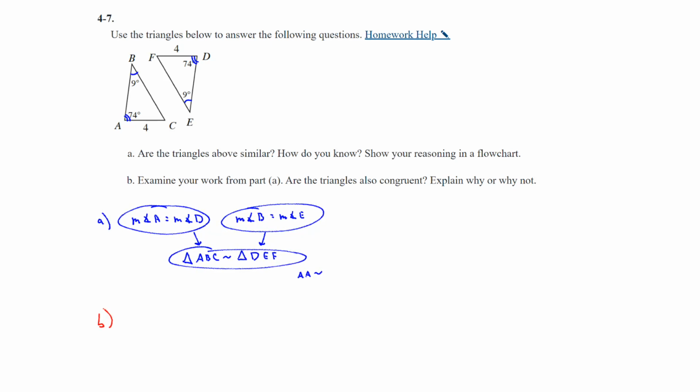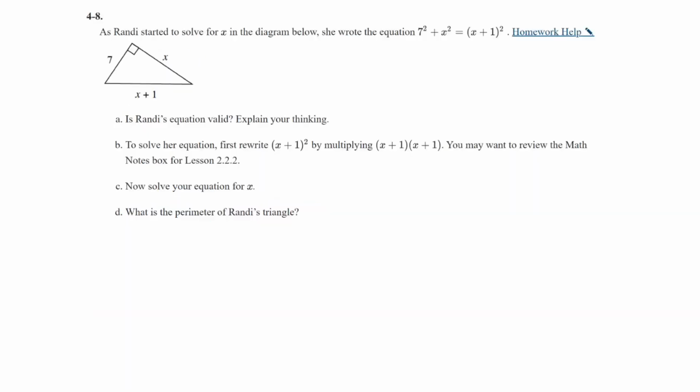All right, part B. Examine your work from part A. Are the triangles also congruent? Explain why or why not. Well, if we look at side AC, that will match up with side DF. So when we go to do the ratio, we have 4 over 4, which is equal to 1. Since the corresponding side lengths have a ratio of 1, then yes, the triangles will also be congruent as well. And so make sure you explain why that is true.